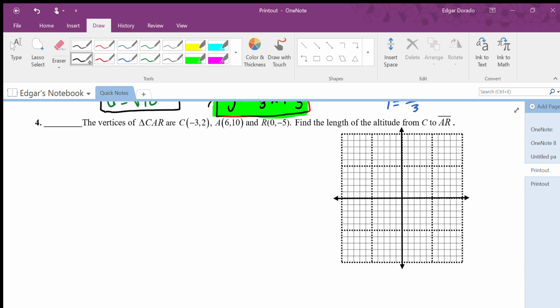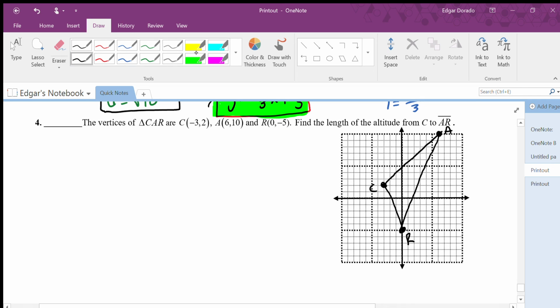Alright, guys, let's go ahead. So my triangle CAR is negative 3, 2 for my point C, 6 comma 10 for my point A, and 0 comma negative 5 for my point R. So if I make my sketch here, alright, there we go. That is my triangle. Let me just double check my coordinates again. Negative 3 comma 2, good. 6 comma 10, good. And 0 negative 5, perfect.